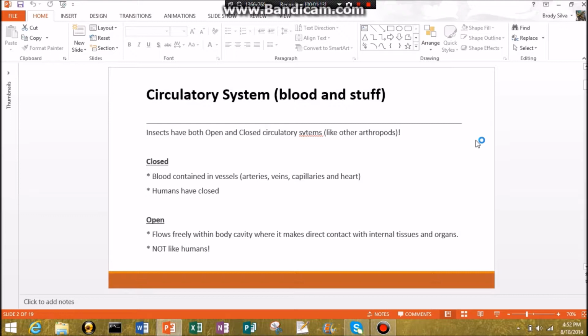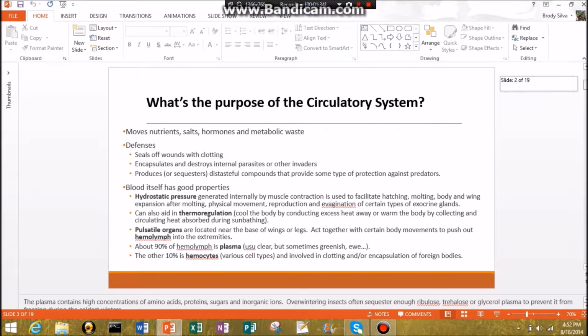And insects also have an open circulatory system, where the blood flows freely within the body cavity, where it makes direct contact with the internal tissues and organs. Humans do not have this, though I don't know if that would be useful for a human. Most likely not. Technical difficulties.